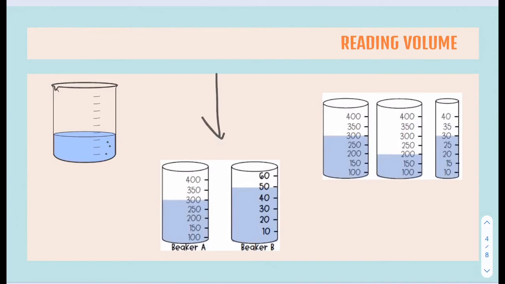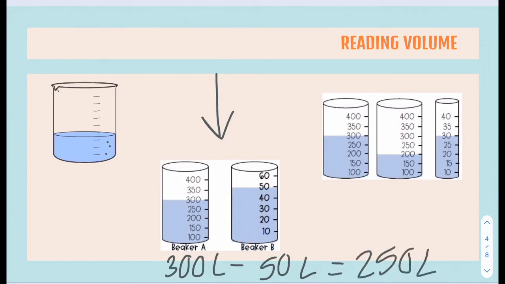Other times it'll give you examples like this, and it'll say, how many more liters are in beaker A than beaker B? Well, first we have to decide how many liters are in each of them. So beaker A has 300 liters and beaker B has about 50 liters. Now see, they're kind of marked different. They're the same size, but they're marked different. So always be careful with that. And if they said how many more liters, we know that that is subtraction. So you would do 300 minus 50 to get 250 liters.